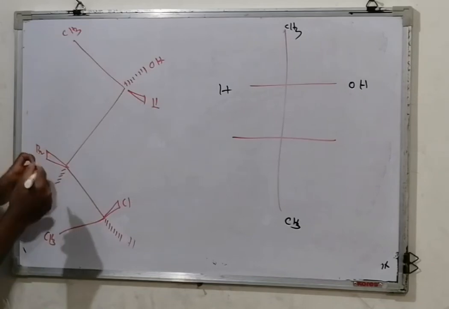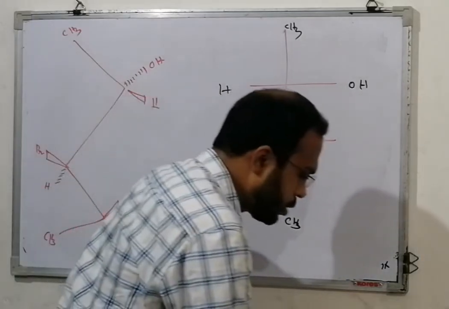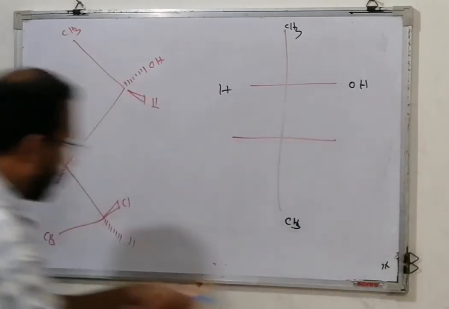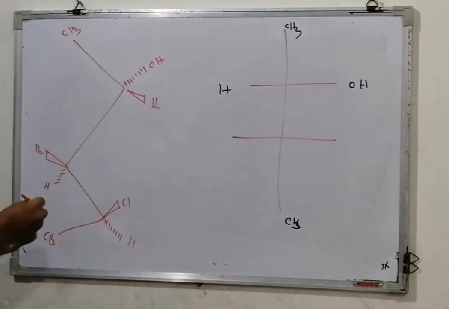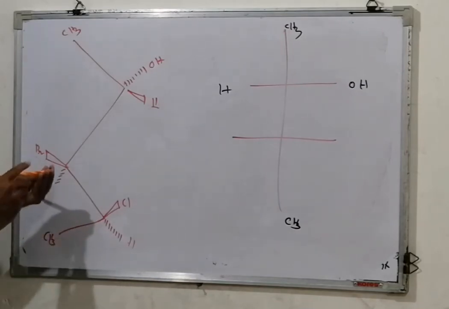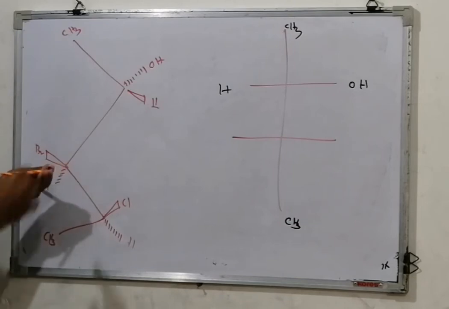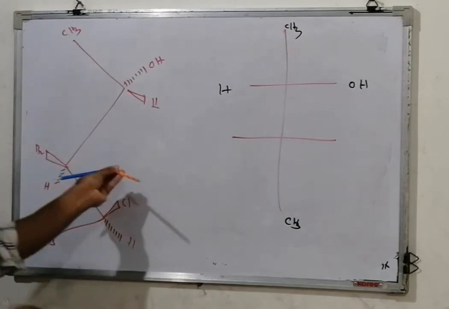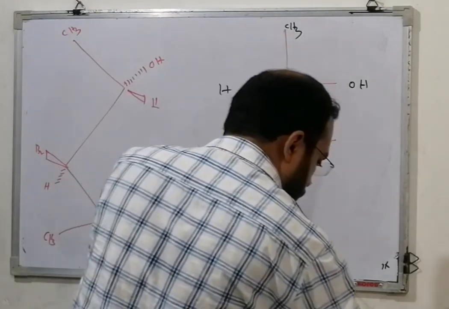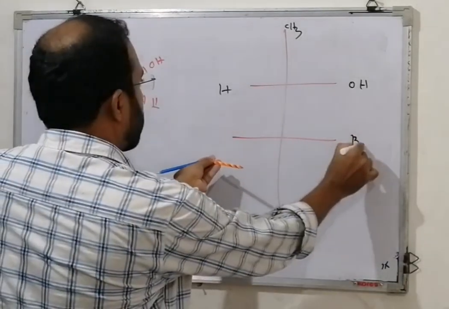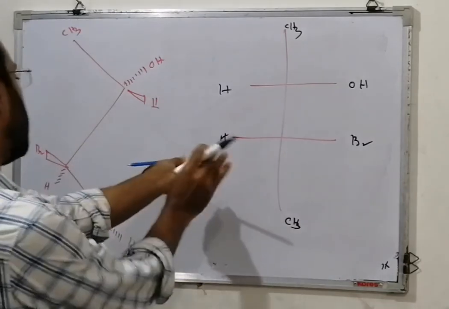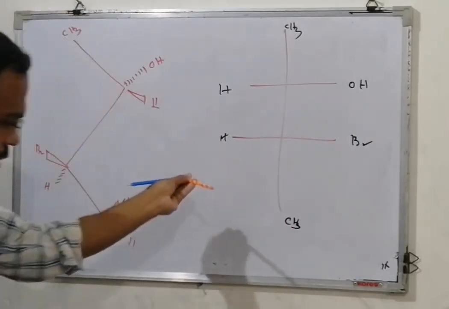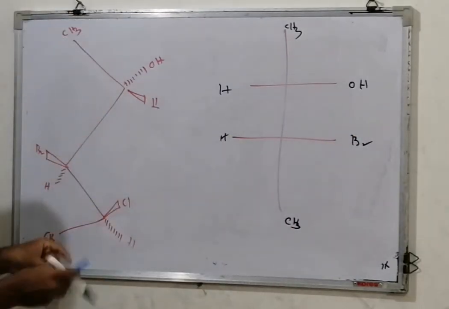Here, Br is towards you. Br towards you, hydrogen like this. Just rotate. This is hydrogen. Please remember, this is hydrogen away from you. Just rotate. After rotating, Br is here, hydrogen is here. Because when you look, right is Br. Now here, very simple.